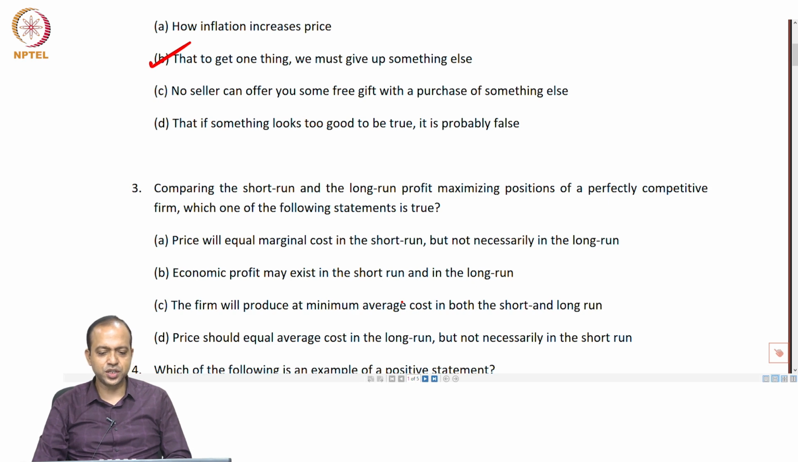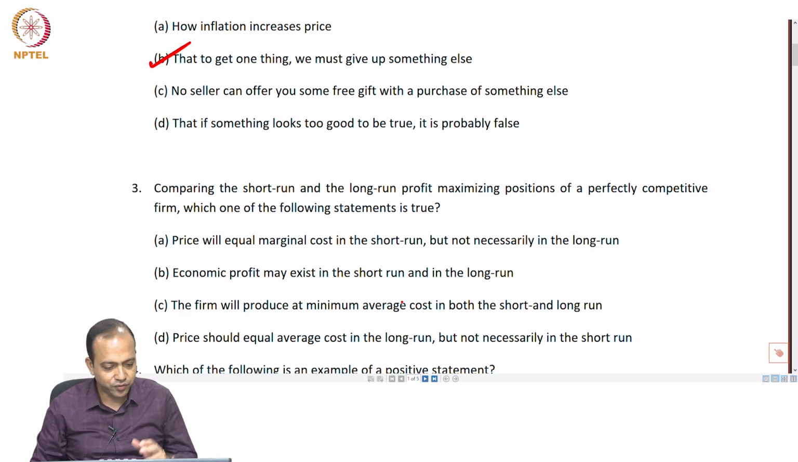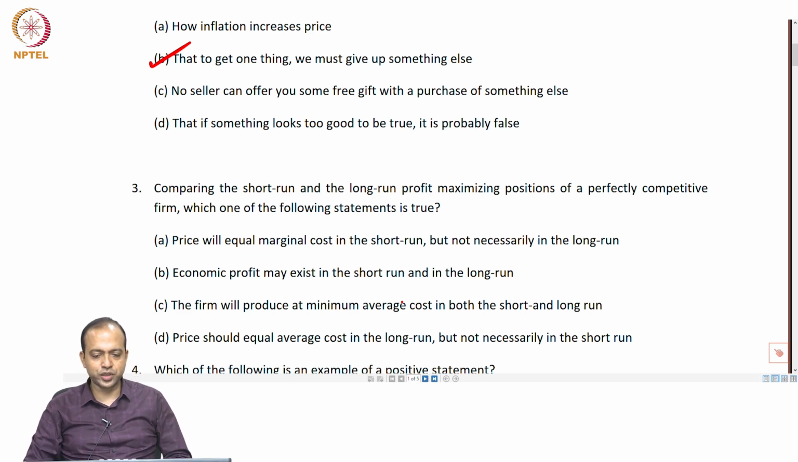Economic profit may exist in the short run and in the long run both. The firm will produce at a minimum average cost in both short run and long run. Price should equal average cost in the long run, but not necessarily in the short run. All these are related to a perfectly competitive market, and let us try to understand. First one, price will equal marginal cost in the short run, but not necessarily in the long run.